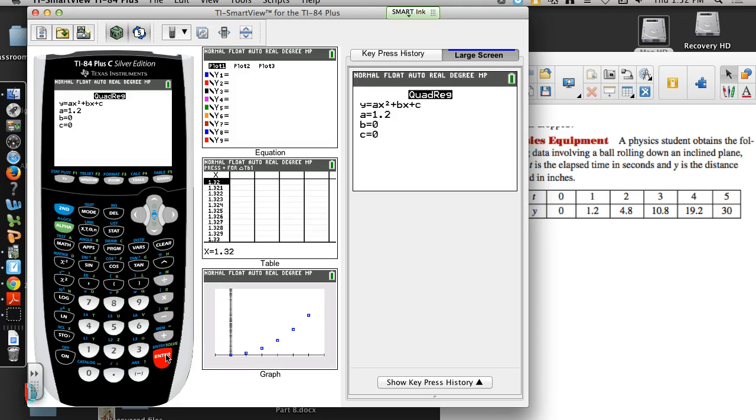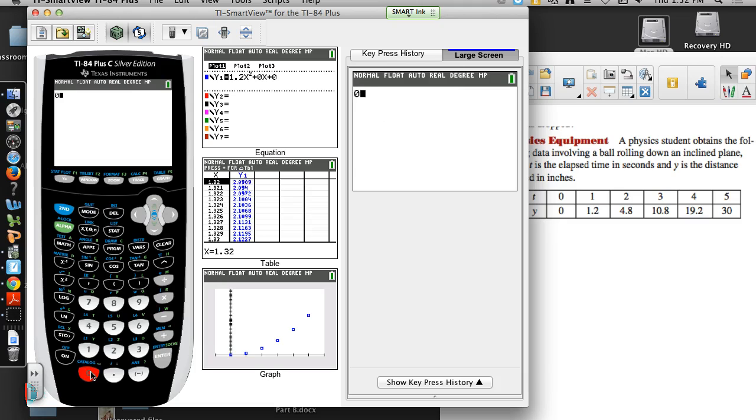And there it is. And I have A, B, and C, but I notice my diagnostics are not turned on. I don't see my R value or my R squared. So I'm going to hit second. Hang on. Catalog. Uh-oh.